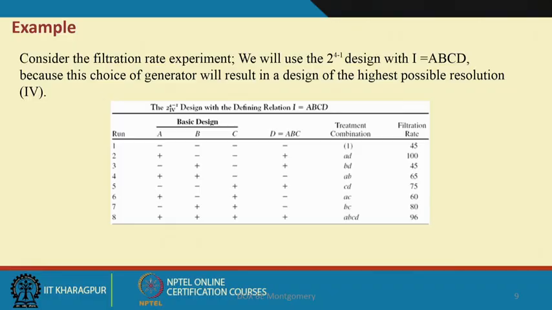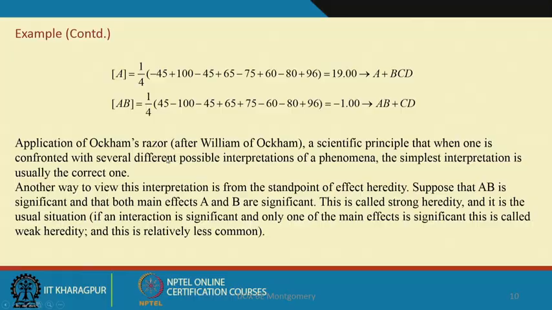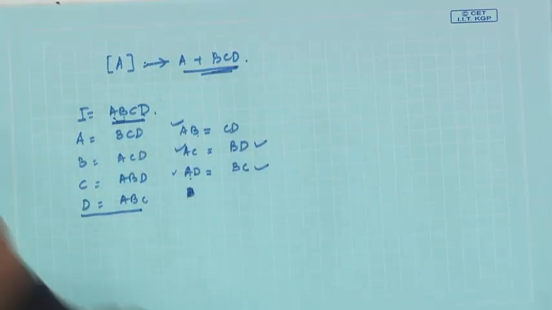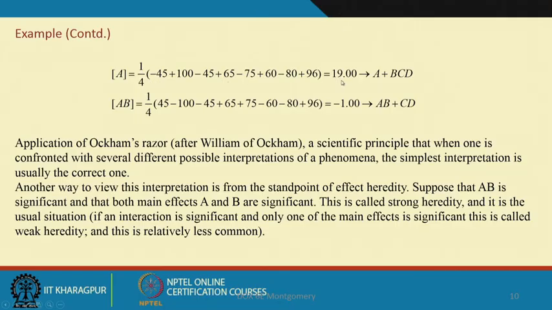Suppose from using this data, when you compute A, you are basically computing A plus BCD. So, this is what A is. Similarly AB minus 1, that AB also you can compute. In this manner you can compute other effects also, all the effects with the alias structure.